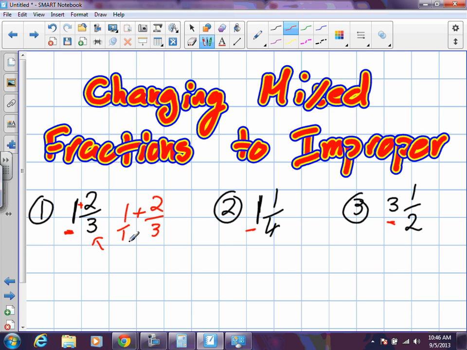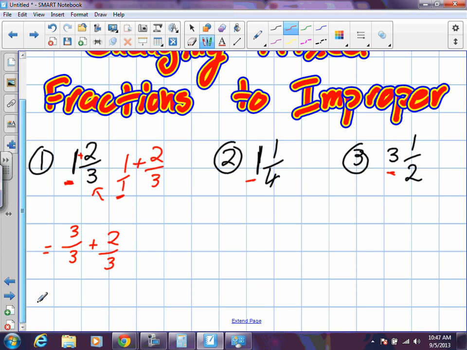Now I need this to have a common denominator. How do I turn this 1 into a 3? Multiply by 3. So I multiply the top and the bottom by 3, which will give me 3 over 3 plus 2 over 3. When we add fractions, we keep the number on the bottom the same, and we add the values on top. So what would 3 plus 2 be? 5. That's right. So that's one way to do this question.